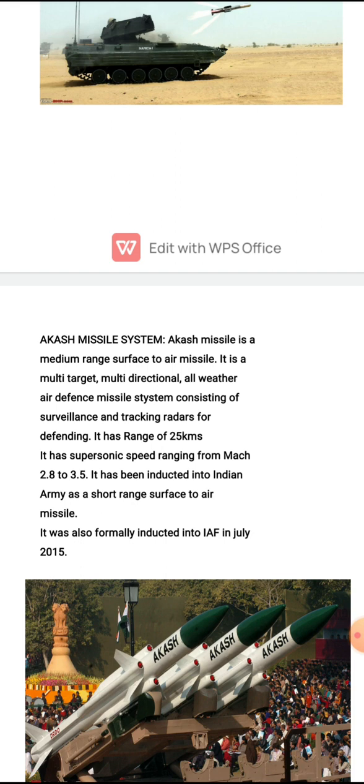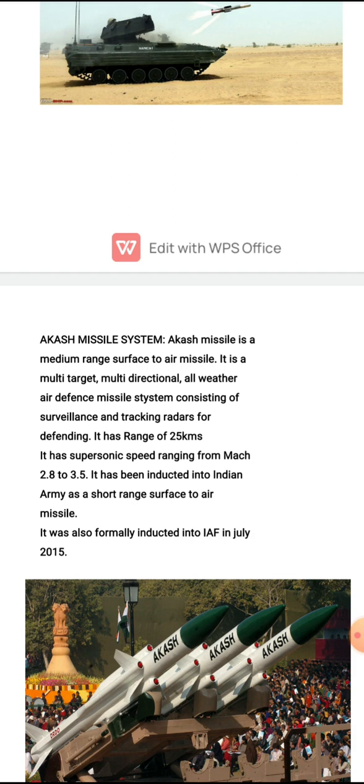So it can destroy multiple enemy targets, multiple enemy missiles. Even if they are fired, it can destroy them. It can fire in different directions also, and it is all weather. Okay, so it is a medium range surface to air missile. Now it has the range of 25 kilometers. It has a sonic speed ranging from 2.8 to 3.5 Mach. 1 Mach is the speed of sound, so 2.8 times to 3.5 times the speed of sound.